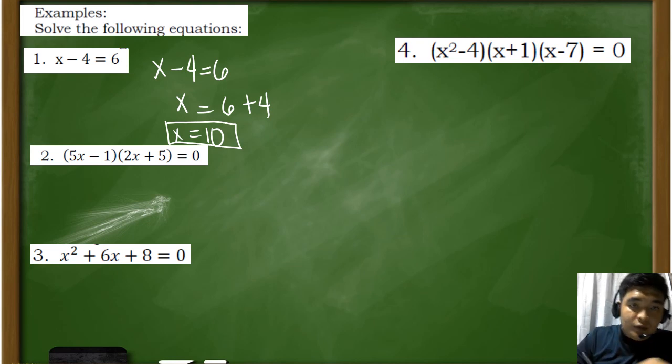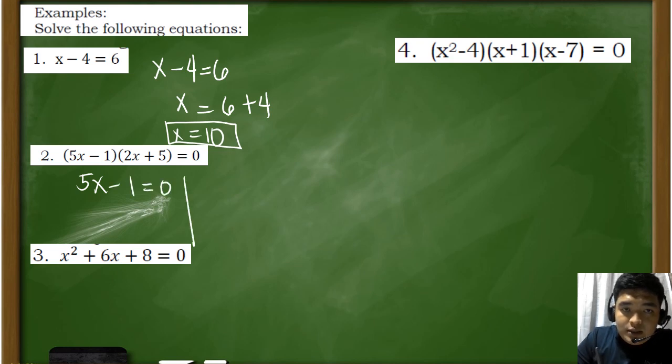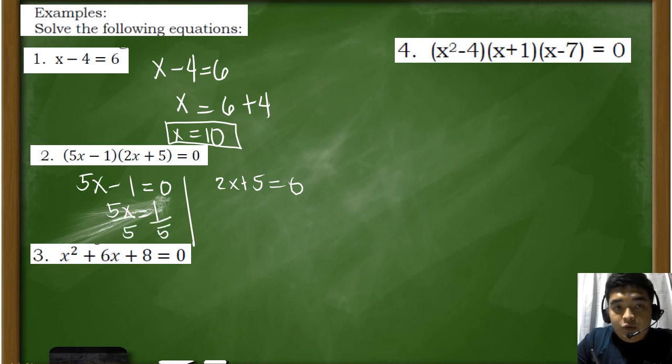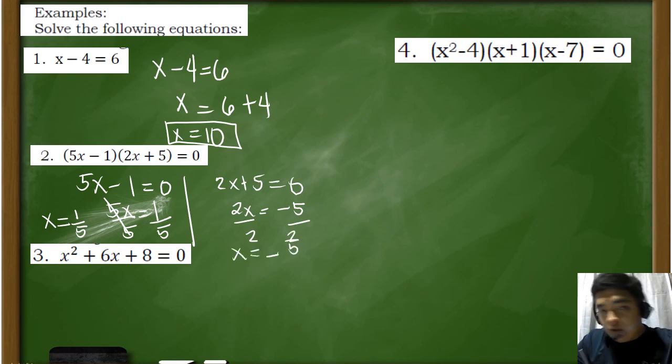So in solving this, we will solve separately the two binomials. So we have 5x minus 1 equals 0, and the other one is 2x plus 5 equals 0. Okay, so transpose, no, 5x equals 1, then divide both sides by 5. The coefficient of our x is 5, so our x is 1 over 5. The other one is 2x equals, transpose the positive 5, it will become negative 5. Then divide both sides by 2. So our x here is negative 5 over 2.